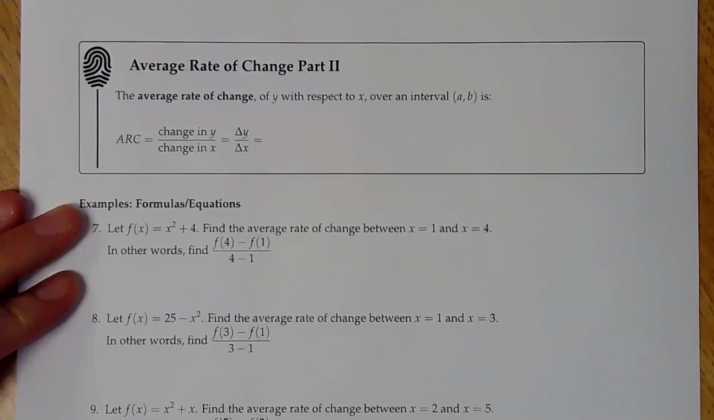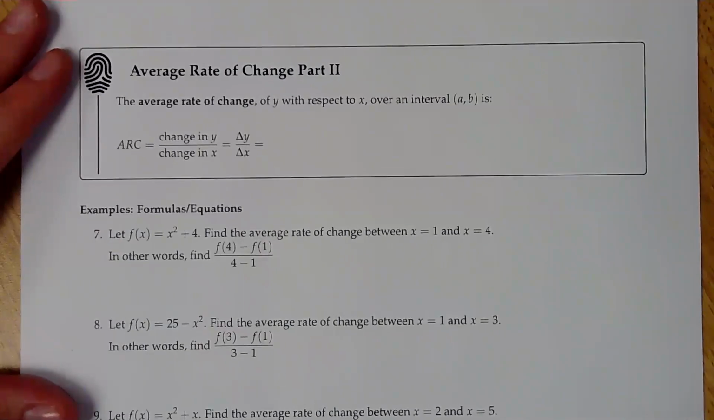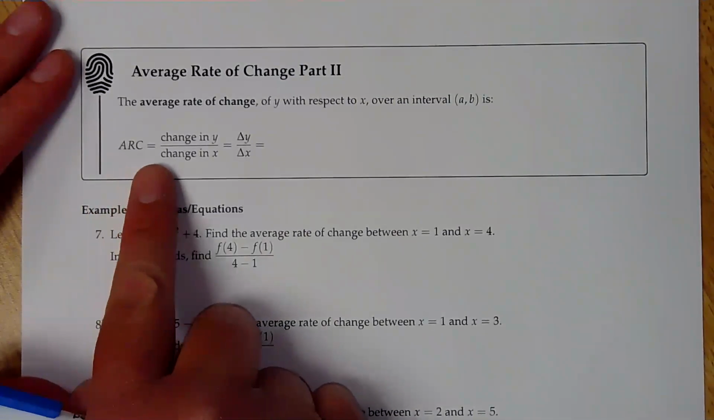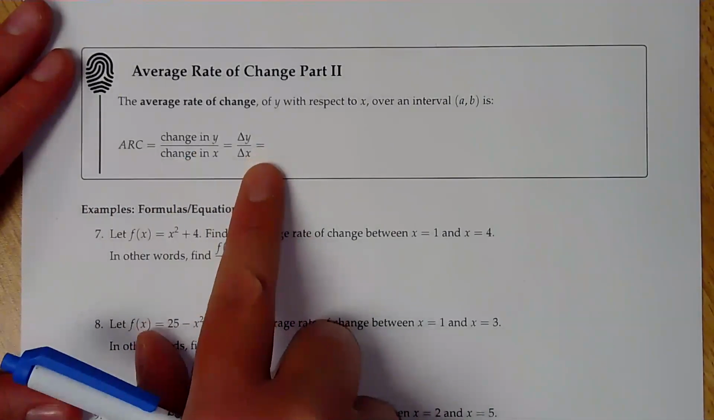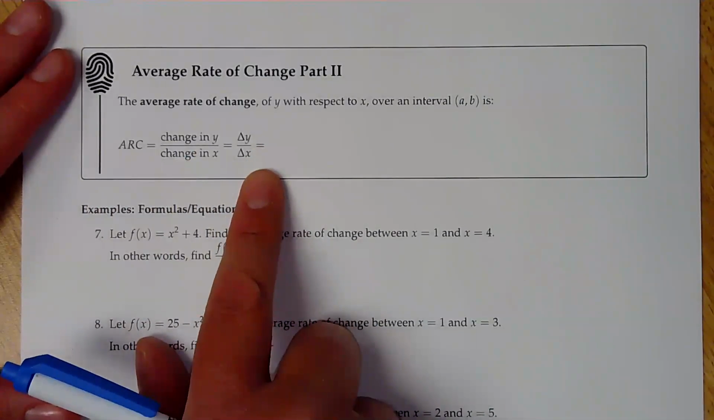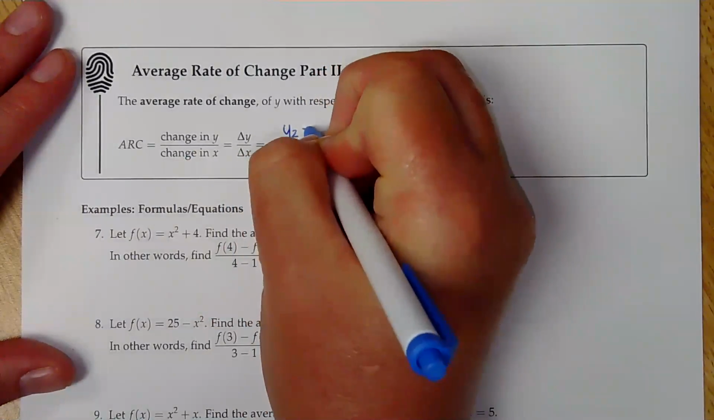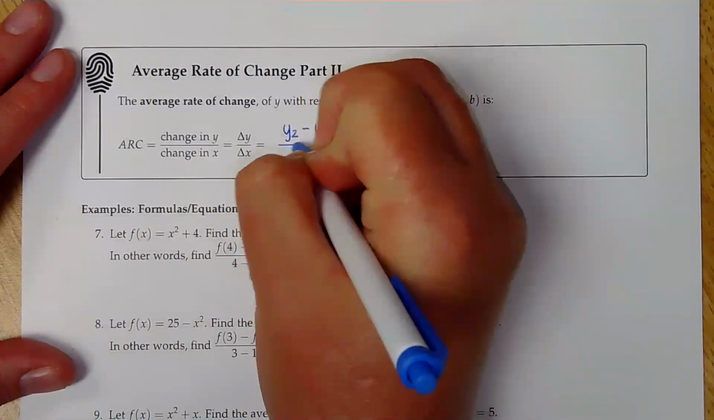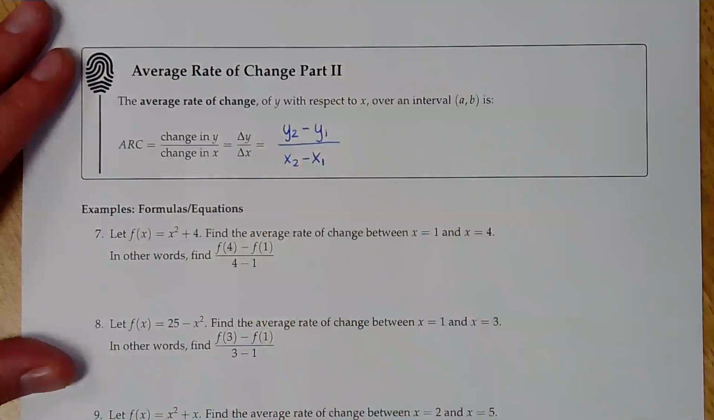All right, let's look at some other definitions for the average rate of change. And these I think are going to look fairly familiar to you. Let's see if you can recognize what they are. So we have these from earlier. We have the average rate of change is the change in y over the change in x, or delta y over delta x. You can also write this as y2 minus y1 over x2 minus x1.